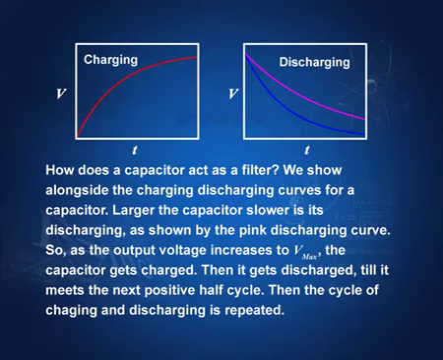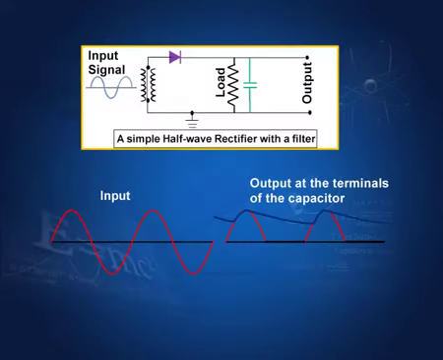So, as the output voltage increases to V max, there is charging, and when it reaches the maximum, the capacitor gets charged, then it gets discharged till it meets the next positive half cycle. Let us explain with the diagram. You see, this is the input and output is like this. You see, this is the capacitor discharging. When it meets this hump, it starts charging because there is a positive potential, and when it reaches this, then it goes to this again, starts discharging, reaches this, charges again, discharges again.